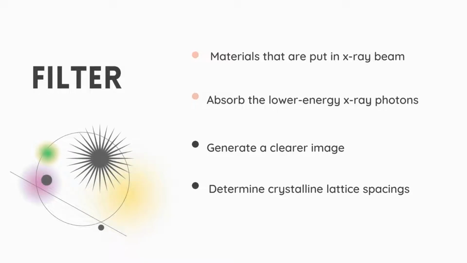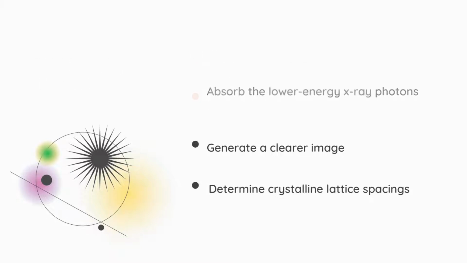Filters are materials that are put in the X-ray beam to absorb radiation. It will absorb the lower energy X-ray photons emitted by the tube before they reach the target. A clearer image will be generated by absorbing the lower energy X-ray photons that tend to scatter more. Filters are also used in X-ray crystallography to determine crystalline lattice spacings using Bragg diffraction.